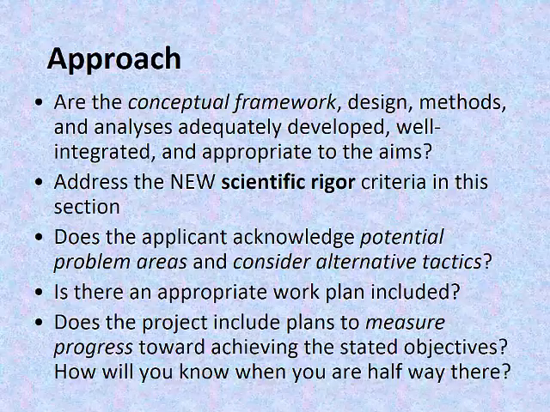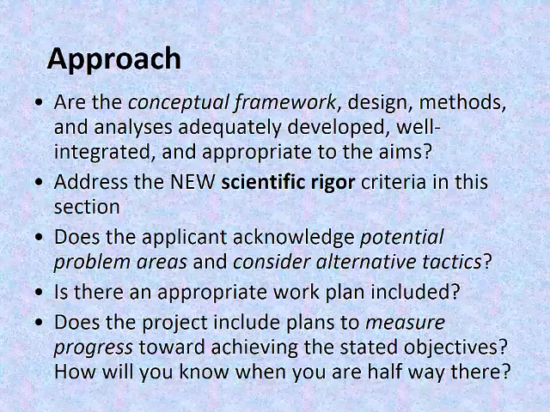There's also a new section called scientific rigor, and you can look online to see exactly what they want in that section. Does the applicant acknowledge potential problem areas and consider alternative tactics? You're going to hear more this morning about how to do this, but if you think there's a tragic flaw in what you're proposing, but there's no better way to do it, better for you to say it than to have the reviewers say it, and to provide the rationale for why you're still going to use that technique, okay? Because then they know that you thought about it.